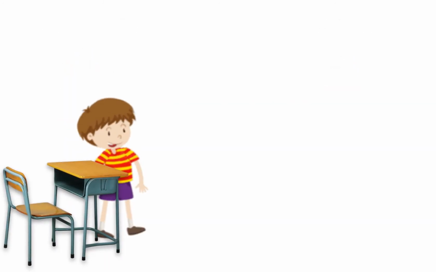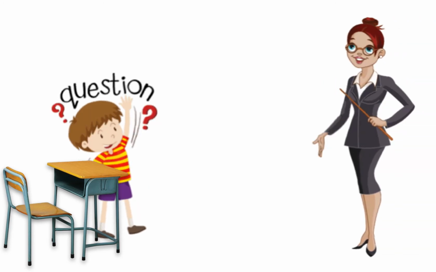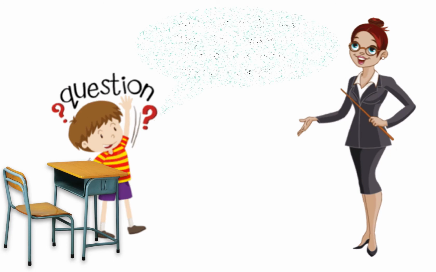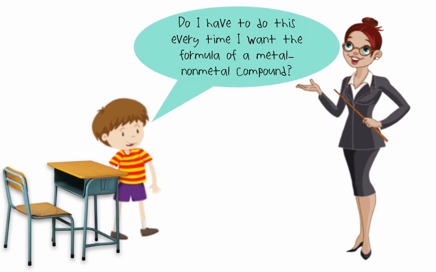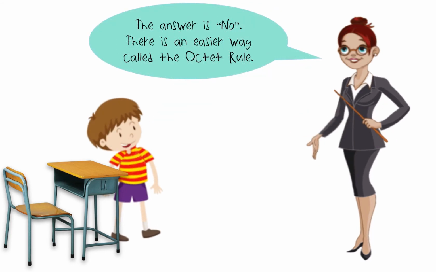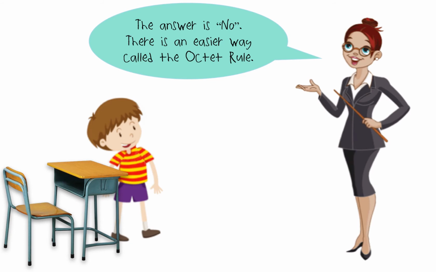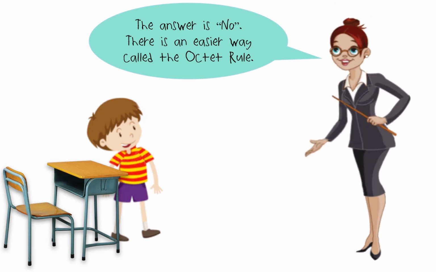I have a question. A question here. Yes, Joey, what is your question? Do I have to do this every time I want the formula of a metal-nonmetal compound? The answer is no. There is an easier way called the Octet Rule.